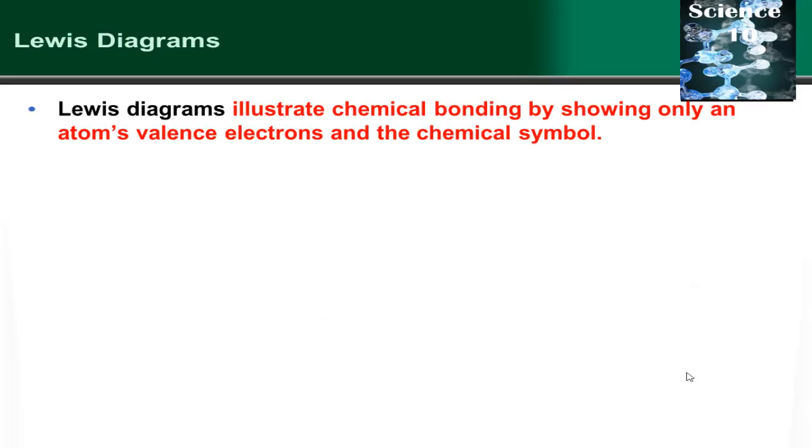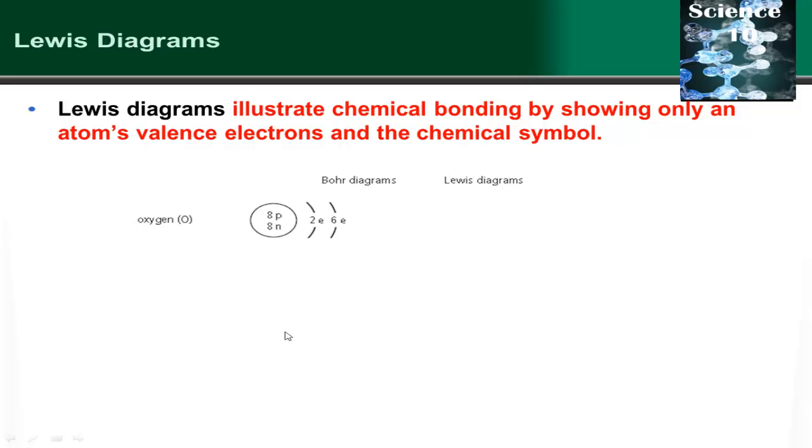So Lewis diagrams illustrate chemical bonding by showing only the atom's valence electrons and the chemical symbol. So that's a definition you probably should commit to memory. The Lewis diagram is simply showing how you undergo or have chemical bonding by showing the atom's valence electrons as well as its chemical symbol. So I'm going to show you a Bohr diagram and then the equivalent Lewis diagram.